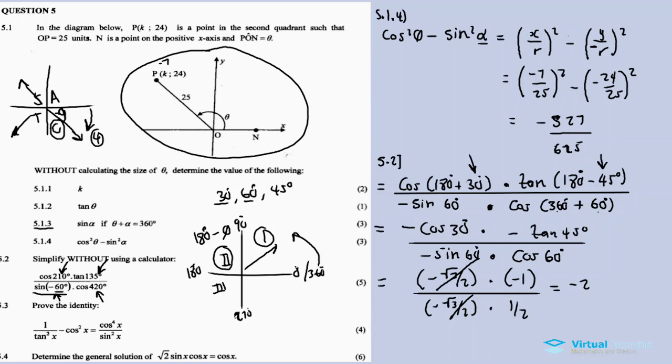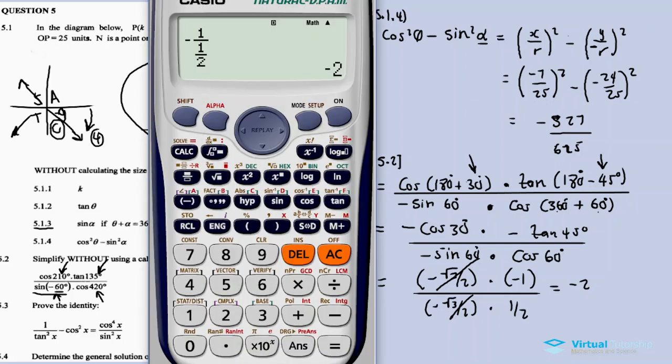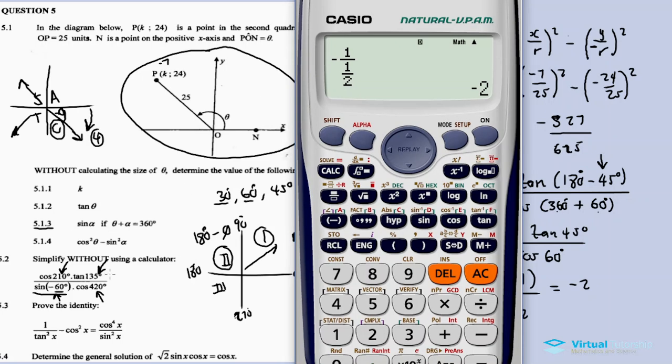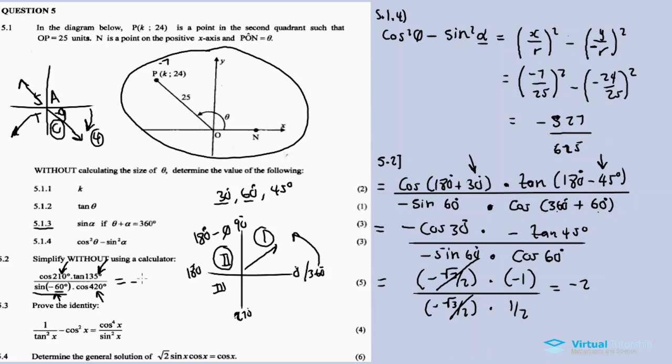But we have used the calculator here. You know what they say? When they say without using a calculator, you take your calculator, punch in everything as you see here, and then just say equal to negative 2, I'm done. No, you need to show these steps here. But when you get here, then you can use your calculator if you have forgotten your triangles for the special angles.